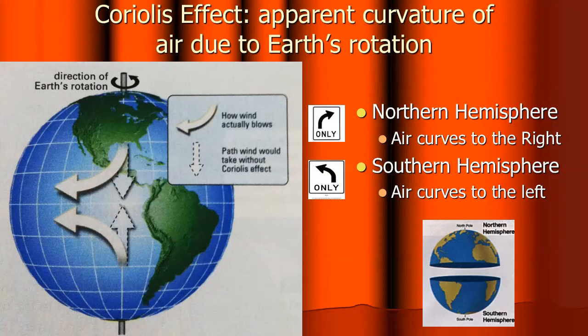So, Coriolis effect is the apparent curvature of the air due to Earth's rotation. And in the northern hemisphere, you need to know it curves to the right. Southern hemisphere, it curves to the left. Very similarly to when we talked about the idea of seasons and all that kind of stuff, I think your best bet as far as memorizing this is to just remember what happens in the northern hemisphere. Northern hemisphere is a right turn. Just like with seasons, everything's opposite in the southern hemisphere when we're talking about this.